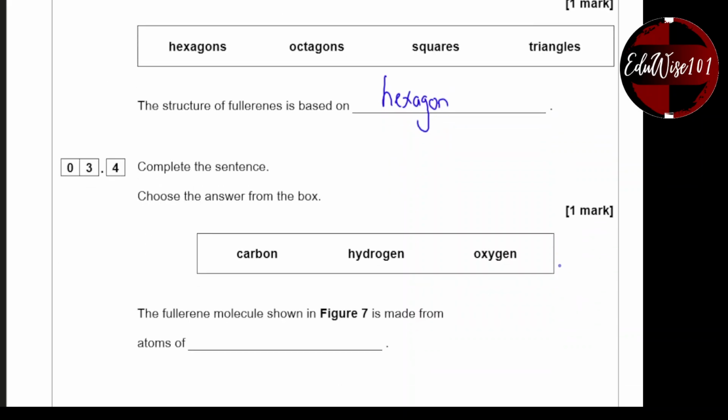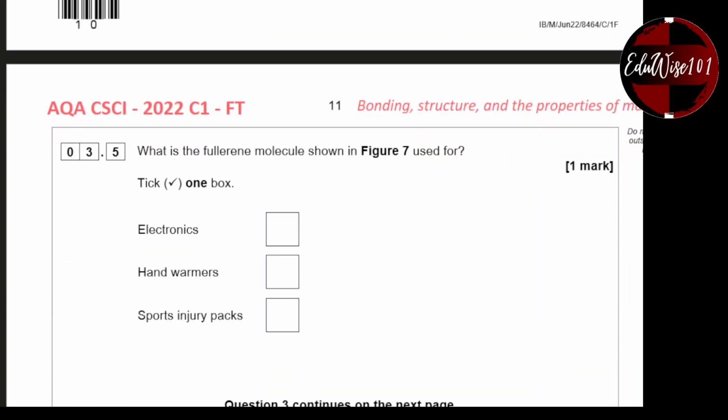Question 3.4. Complete the sentence. Choose the answer from the box. Carbon, hydrogen, and oxygen. The fullerene molecule shown in figure 7 is made from atoms of carbon. Question 3.5. What is the fullerene molecule shown in the figure used for? Now, fullerene molecules are usually used for electronics.